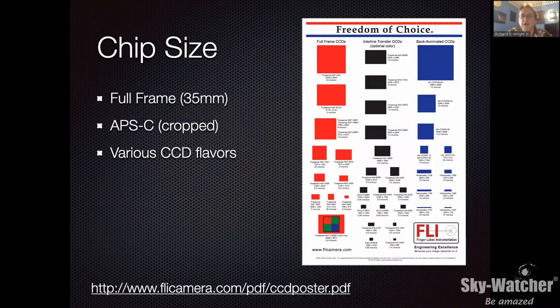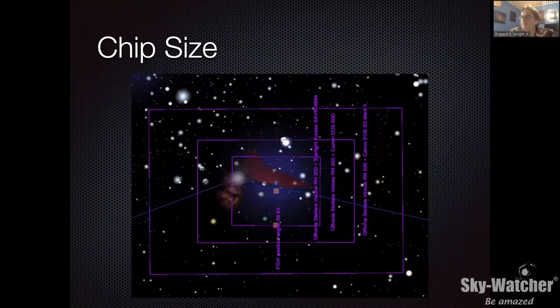The last thing I'm going to talk about, I'm not going to go into pixel size and sampling. We'll leave that for another talk. Consider the chip size or the frame size. Here are some field of view indicators I set with the Sky. This is the same telescope with different cameras, and a bigger chip is going to give you a bigger part of the sky.